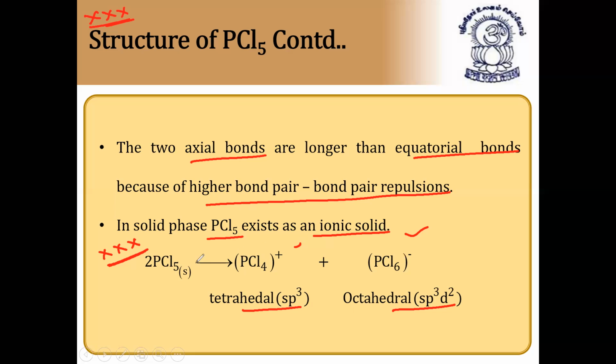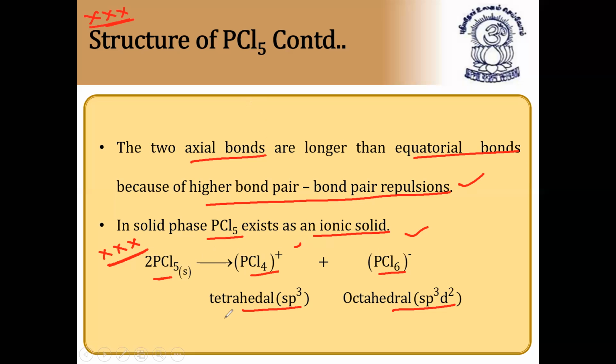And fourth point, the two axial bonds are longer than equatorial bonds because of higher bond pair repulsions. Why the axial bonds are longer than equatorial bonds in PCl5 is due to bond pair repulsions. And fifth point is, in solid phase, PCl5 exists as an ionic solid. It is formed as PCl5 changes to PCl4+ and PCl6-.